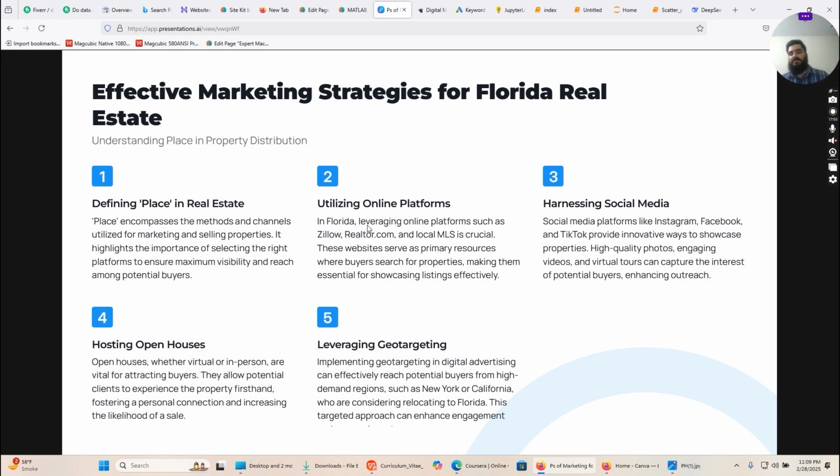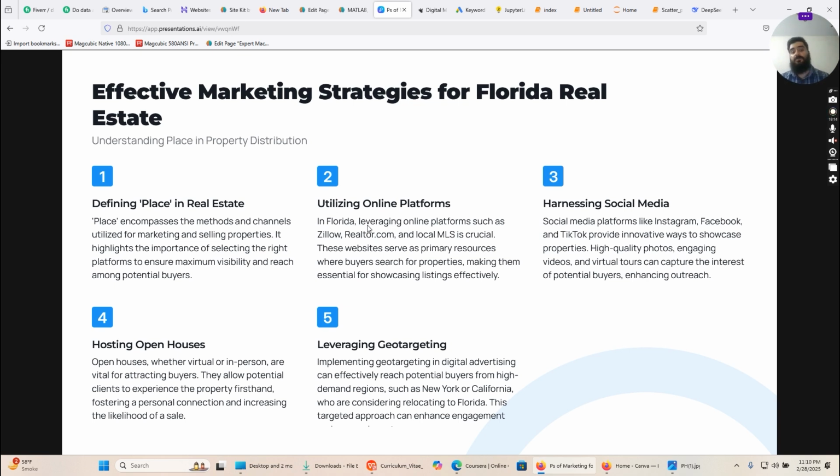There is actually a fact that people who visit a property 3 or 4 times are more likely to buy that property. So definitely hosting open houses will allow the customer to build a physical touch or relation with the property that you're trying to sell. They are more likely to resonate with that property.